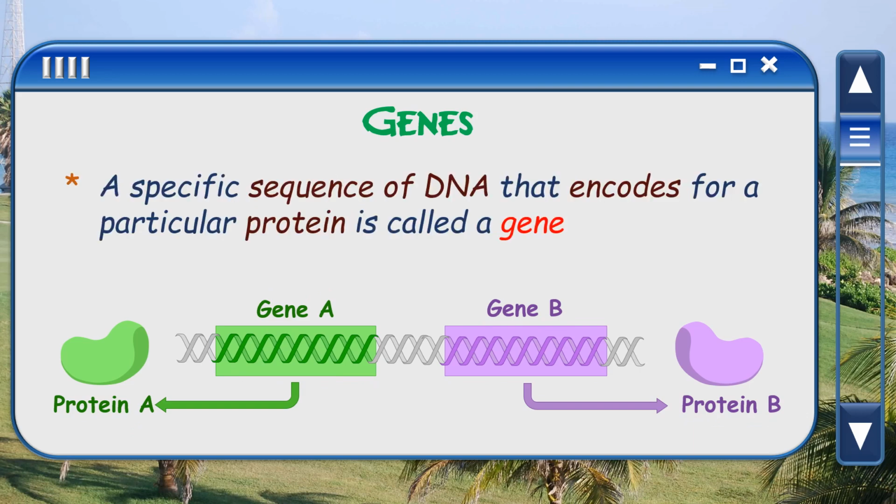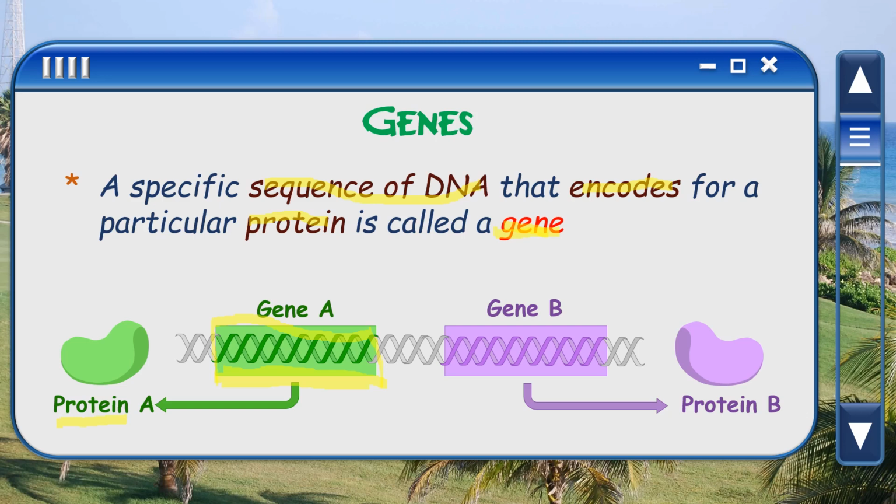A specific sequence of DNA that codes or encodes for a particular protein is called a gene. So a gene is a specific sequence of DNA that encodes for a particular protein. Now this protein here, protein A, is encoded by a sequence of DNA. That sequence there is the one that encodes this protein. So that specific sequence of DNA, which is this one here, is what we refer to as a gene.